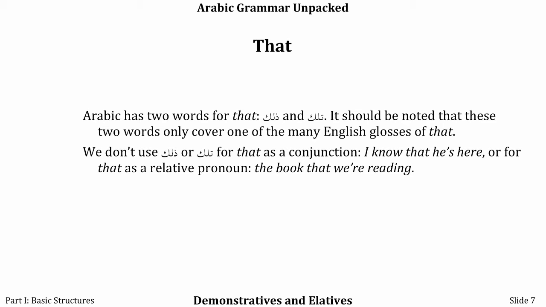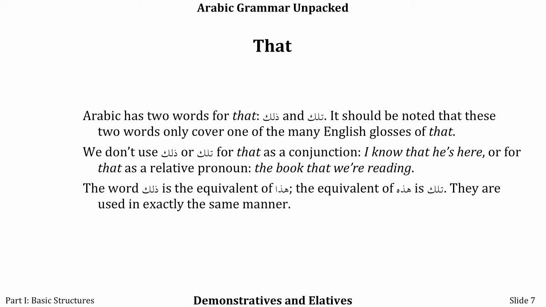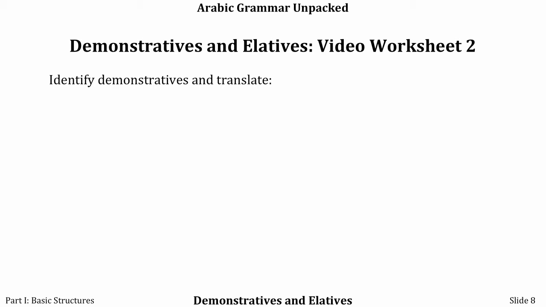We only use dhalik and tilka to point at objects or people. So the word dhalik is the equivalent of hadha, the equivalent of hadhihi is tilka. They're used exactly in the same manner. The only difference is via contrast, sometimes dhalik and tilka point at things farther away, like that and those do in English. Take a look at some examples from video worksheet 2. Translate them, pause the video, and get back.